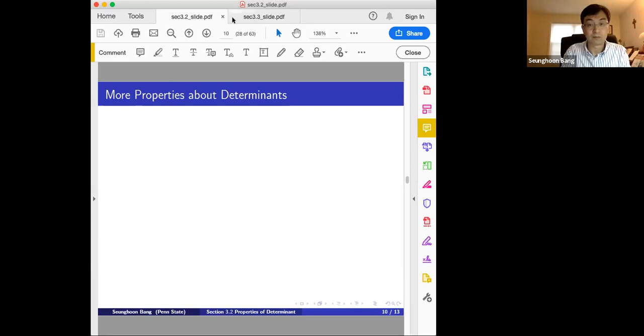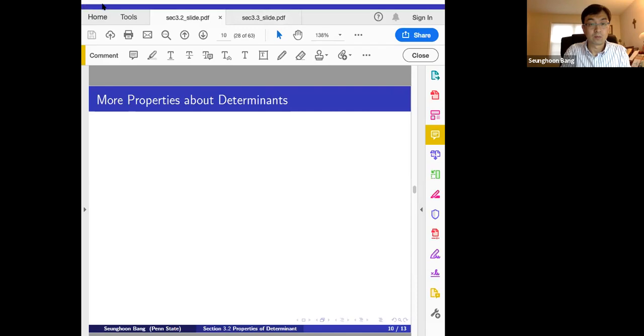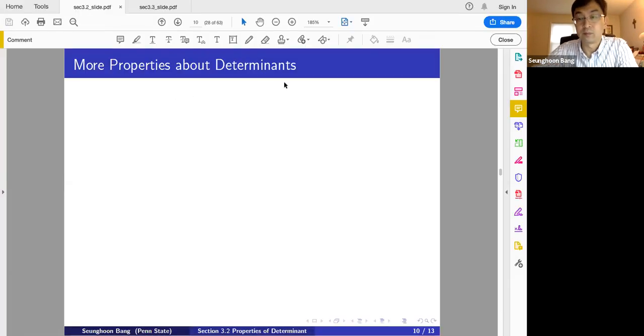I want to cover the remaining part, section 3.2 and 3.3 today, because I didn't finish it. These are two sections today. So I want to talk about some of the remaining part in section 3.2, the properties of determinant. It's like more properties about determinant.